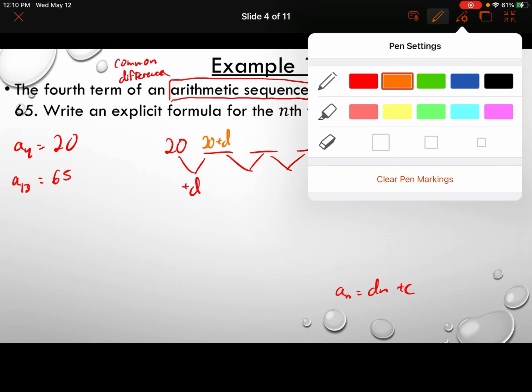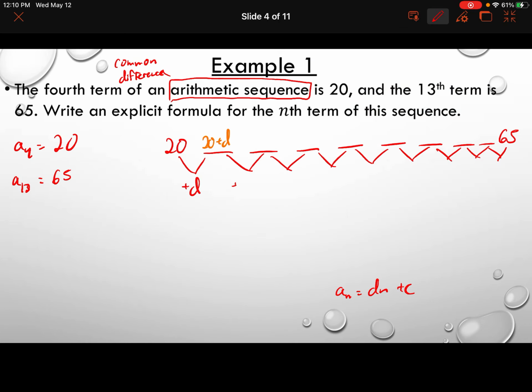And then if we were to continue this, that means the next one would also be plus D. So how would we find the next term after that? Well, we would take the previous number, which in this case is now 20 plus D, and add another D to it, right? So it would be 20 plus D plus D, and you can add those two D's together because they are like terms. So that means we would end up with 20 plus 2D.